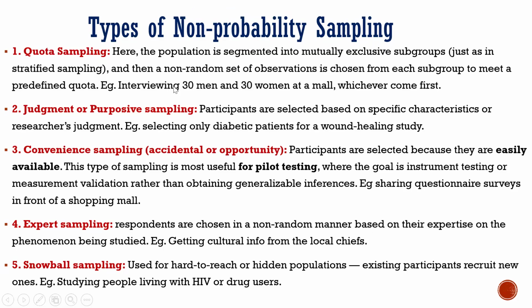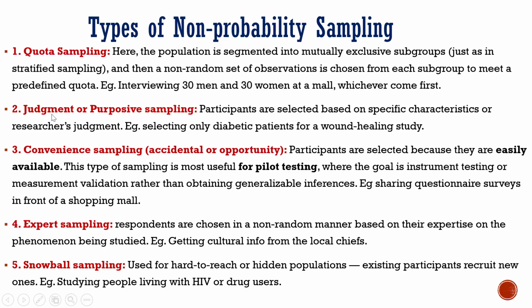Example, interviewing 30 men and 30 women at a mall. That is, whoever comes first, you just interview. It doesn't matter who comes first and who does not come. So there is no randomization; it is based on meeting a particular predefined quota. Okay, so that's quota sampling.